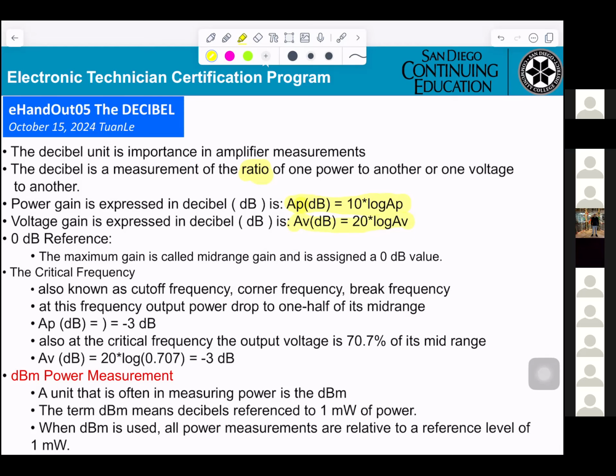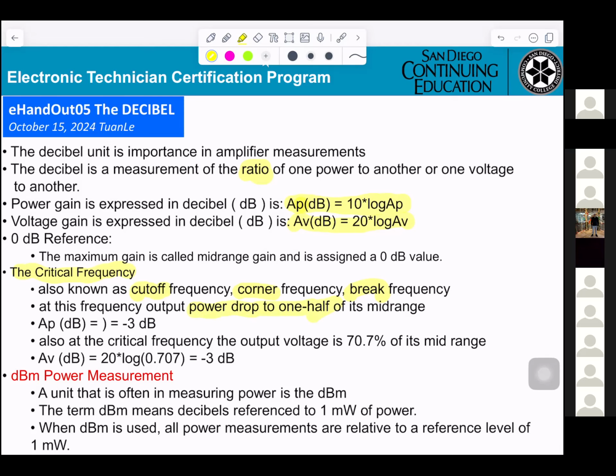Critical frequency, also known as cutoff frequency, corner frequency, or break frequency. That means three different names, same thing. At this frequency, output power drops to 1/2 of its mid-range value. Okay?